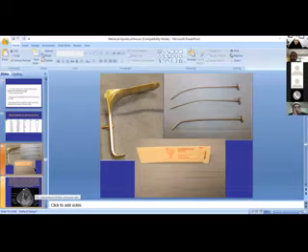Yeah. Can you see my screen? Of course, we can see your screen, sir. We can see your screen and we can hear you.